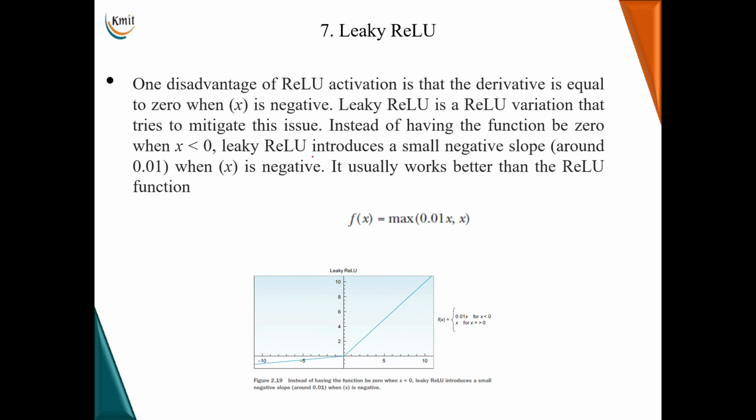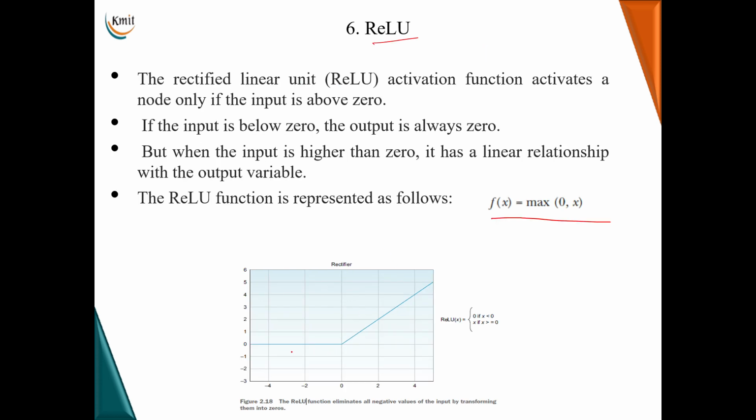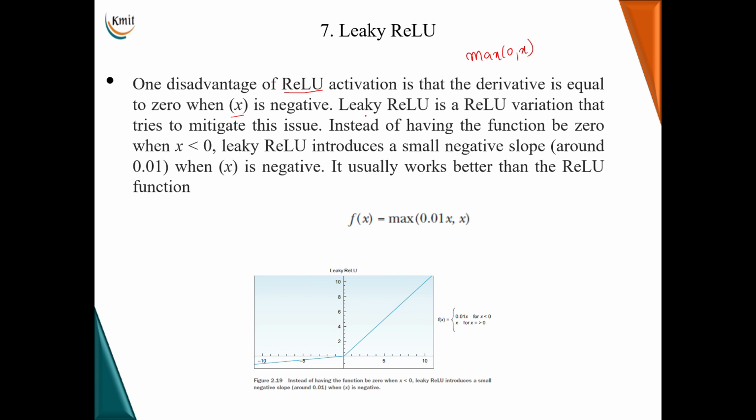Coming to the next, leaky ReLU. Disadvantage of ReLU is, the equation is max of 0, x for ReLU. If x is negative, then the derivative of this function will be close to 0. You can see in the graph here, for all the negative values, derivative is close to 0, which will slow down the gradient process. So to avoid that, the other activation function which was introduced was leaky ReLU, rectified linear unit. It works better than ReLU.